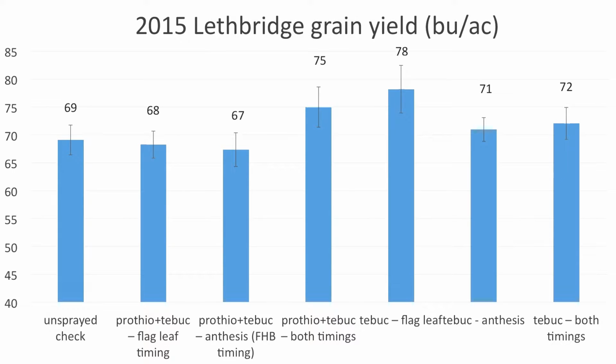The last were the slides of the average data across all the sites. And unfortunately, our site kind of threw that off a little bit. So we have our unsprayed check on the far left. It was about 69 bushels an acre. Our two Prosaro applications, the flag leaf timing and the single flowering timing, actually didn't have a significant yield effect in our case. But when we did the dual applications, we saw about 75 bushels an acre, which is probably a little bit significantly higher.